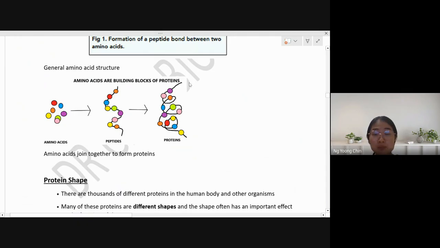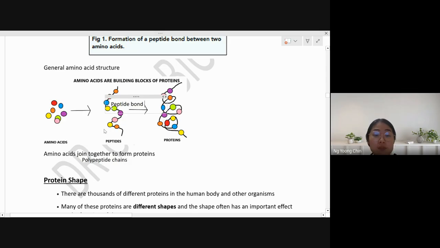So how is protein made? Protein is made from amino acids. Amino acids will be joined together to form peptides. Initially, they will form the polypeptide chain. Amino acids are joined by peptide bonds to form the polypeptide chain. You can see that the peptide bond joins one amino acid to another amino acid, and then to another amino acid. So they form one chain, which we call a polypeptide chain.